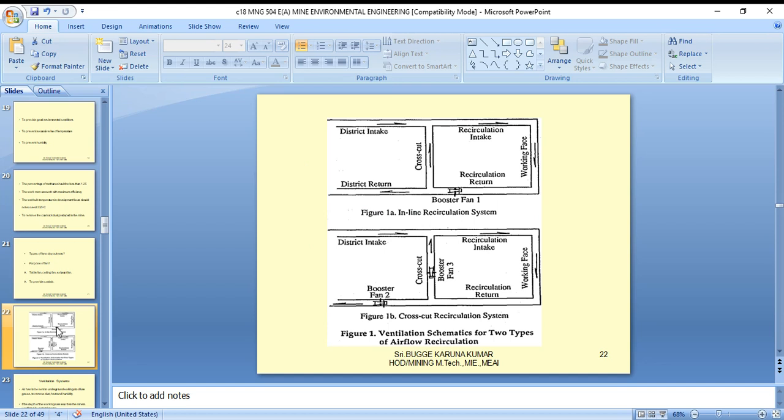See this one simple recirculation system in a mine, for understanding how the intake and return airways work. The intake airway carries fresh air, and the return airway carries already used air.